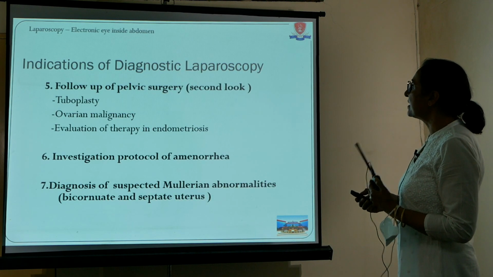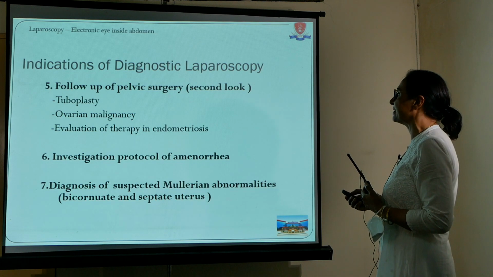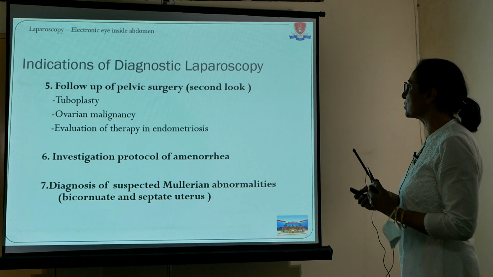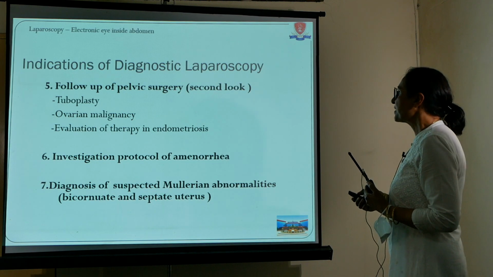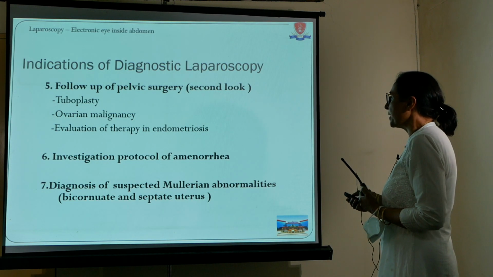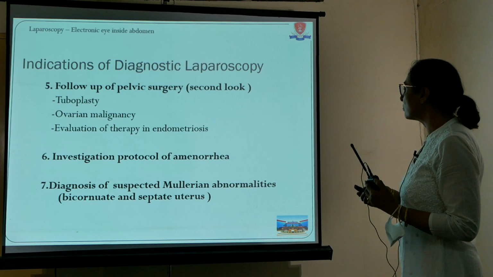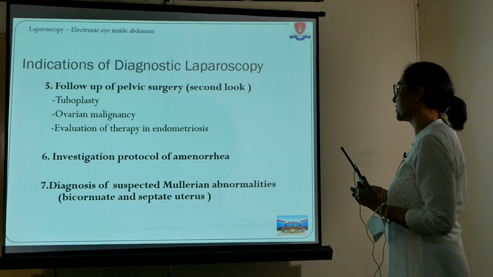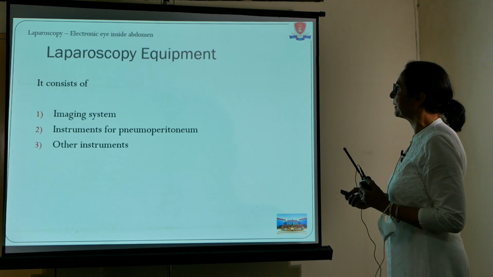Follow-up of pelvic surgery, especially tuboplasty, ovarian malignancy, and evaluation of therapy in endometriosis. This is known as second look surgery. Investigation protocol of amenorrhea: we have a patient, we want to know whether she has Mullerian abnormalities like bicornuate uterus or subseptate uterus. We would like to do diagnostic laparoscopy.